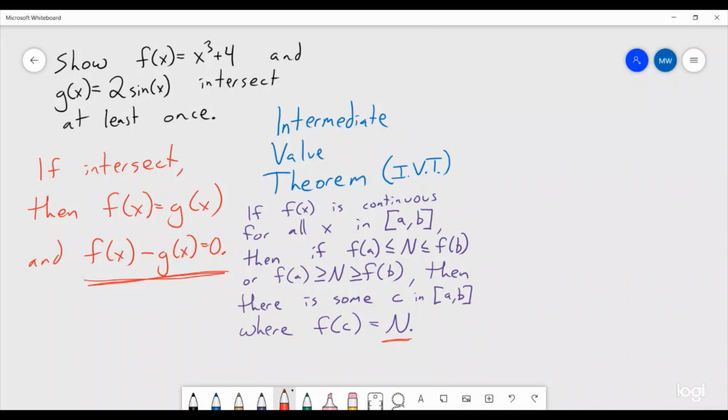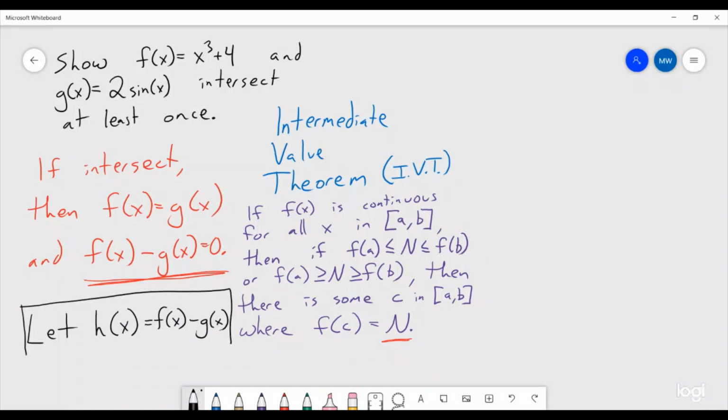So that means we need to come up with some new function. We are going to say, let h of x be f of x minus g of x. This is the first step anytime you need to use the Intermediate Value Theorem and show that two different functions intersect. So if h of x is f of x minus g of x, then we have h of x is equal to x cubed plus 4 minus 2 sine x.